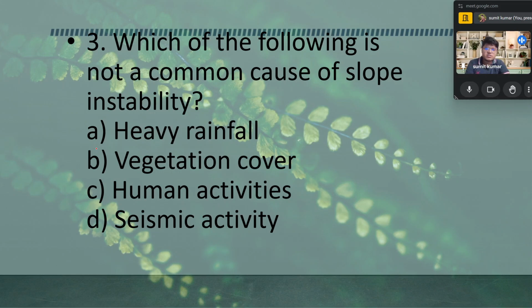Now the next question is: which of the following is not a common cause of slope instability? Okay, not a common cause. First is heavy rainfall. It is a cause. Vegetative cover is also a cause if the vegetative cover gets removed. This could happen through human activity, which is also a cause. Seismic activity is also a cause. But over here, as the option suggests, vegetative cover is the correct answer, because the question asked which of the following is not a common cause of slope failure. So vegetative cover is the correct answer.